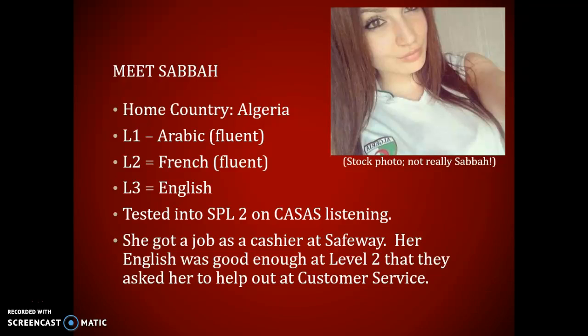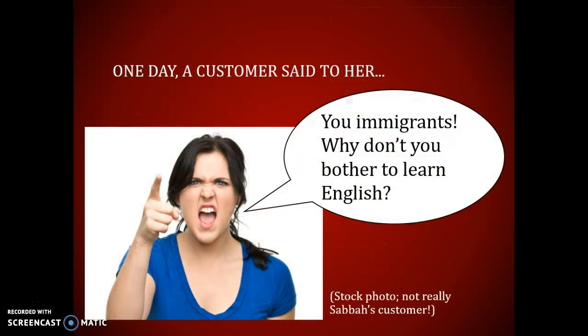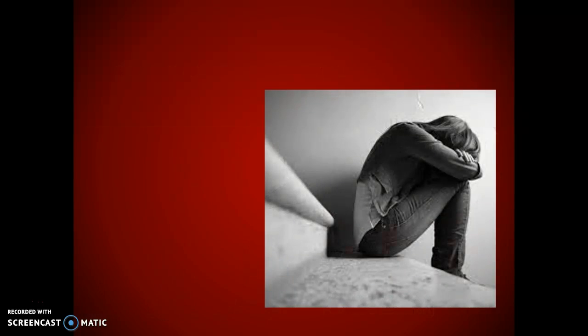And one time, a lady came to the desk with a problem, and Sabah was trying to help her. And the woman yelled at her. She said, "You immigrants, why don't you bother to learn English?" Now, think for a moment, what is the impact of that? If you were Sabah, how would you feel in that moment? For this woman, she probably didn't give it another thought. For Sabah, it colored her world for weeks.